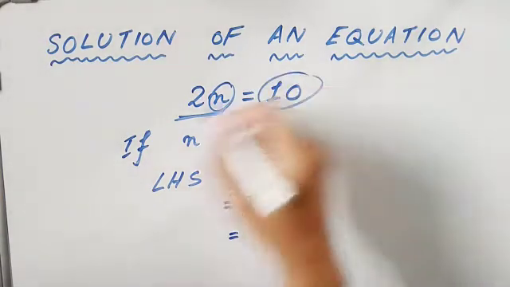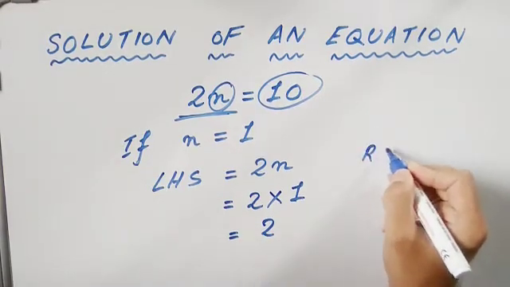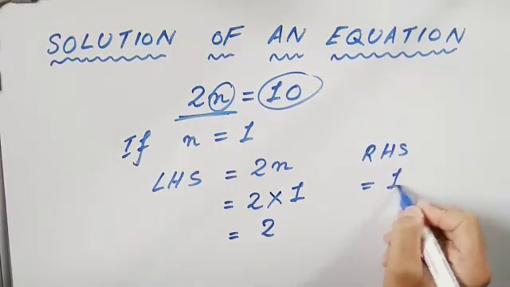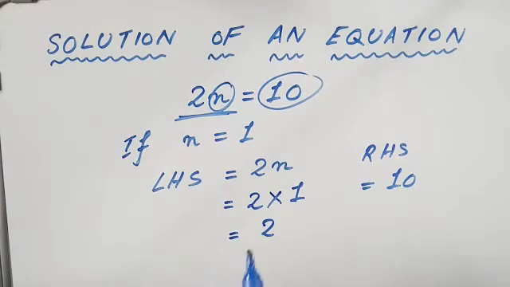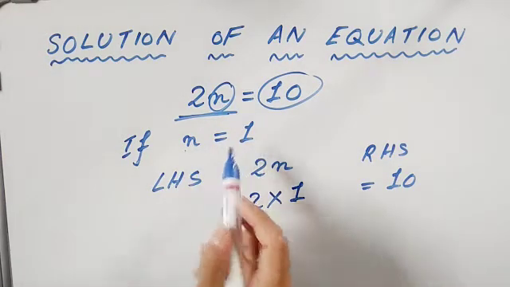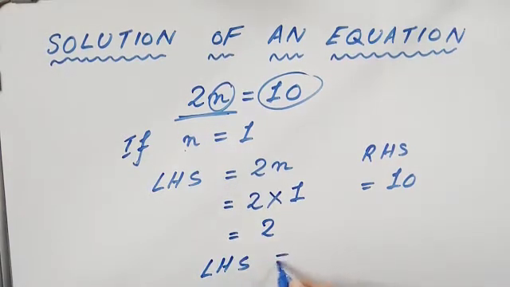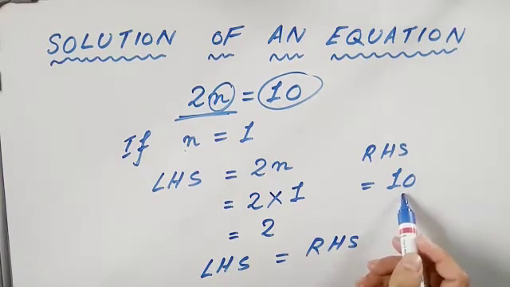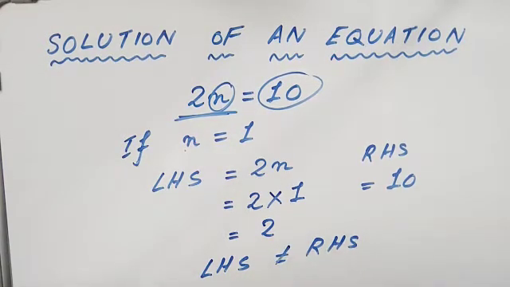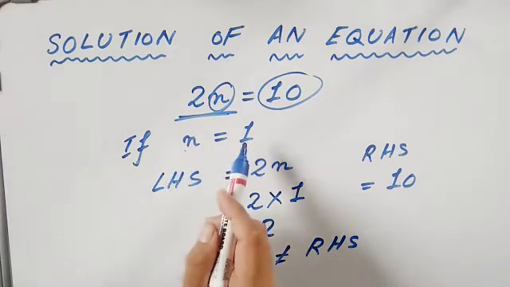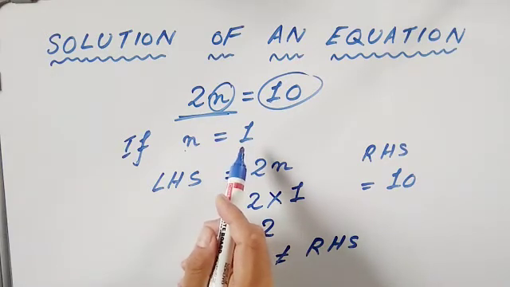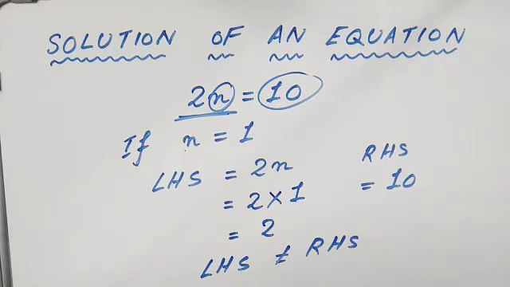What about the value on the right hand side? The value on the right hand side is given to be 10, right? So when you take the value of n as 1, do we get left hand side equals right hand side? Is the value on the left hand side equal to the value on the right hand side? No, they are not equal, right? So the value of the variable n equals 1 does not satisfy the equation. Then let's take another value. Instead of 1, let's take another value.